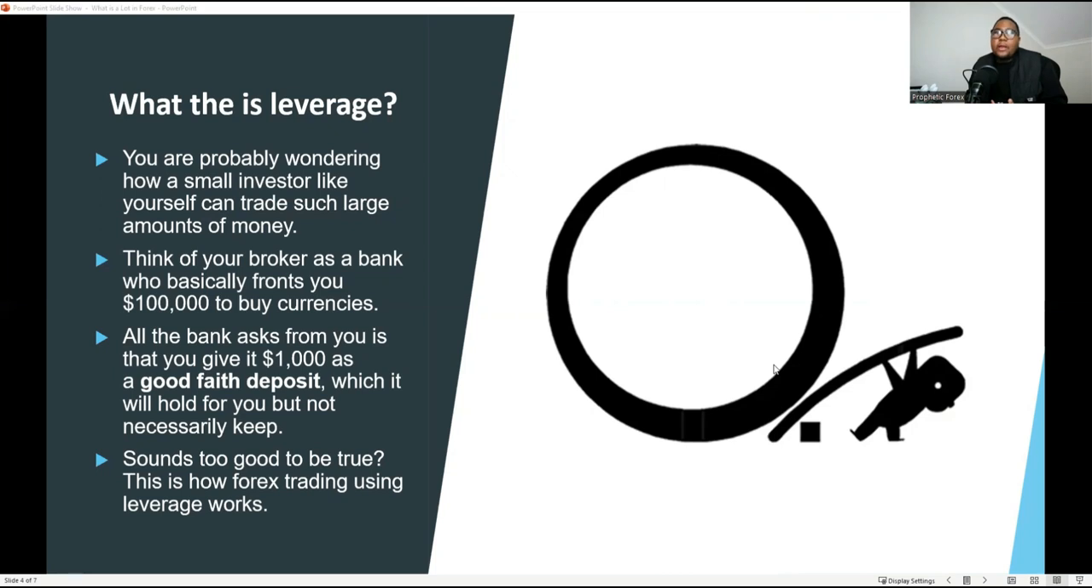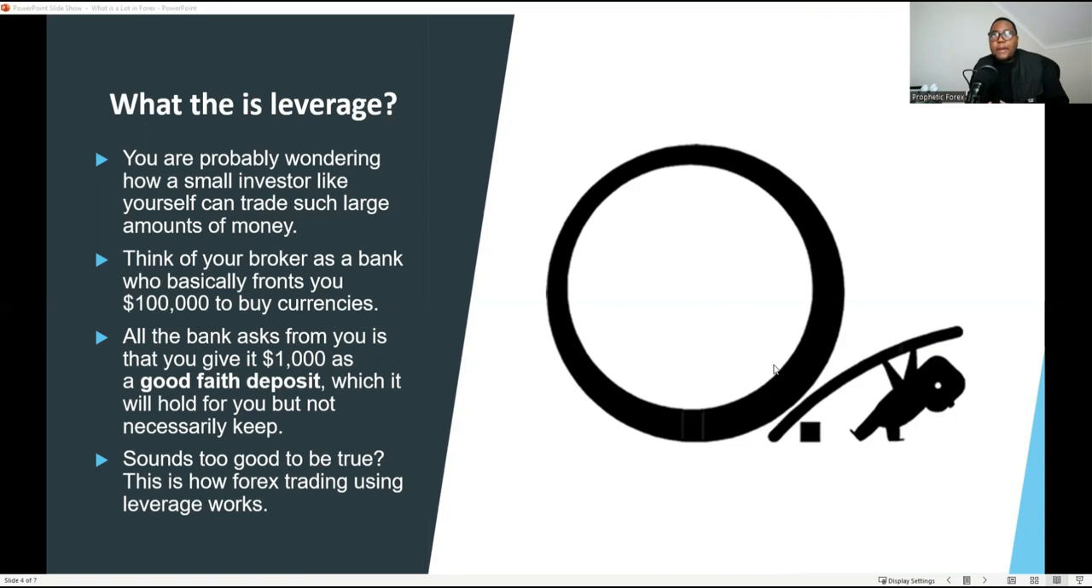You're probably wondering, as you and I are small investors, we don't trade large amounts like 100 billion or 100 million. So how can we actually make a lot of money? The image really explains this: we're given leverage. Think of your forex broker, your bank, which basically lends you 100,000 to buy currencies, all under what we call leverage.